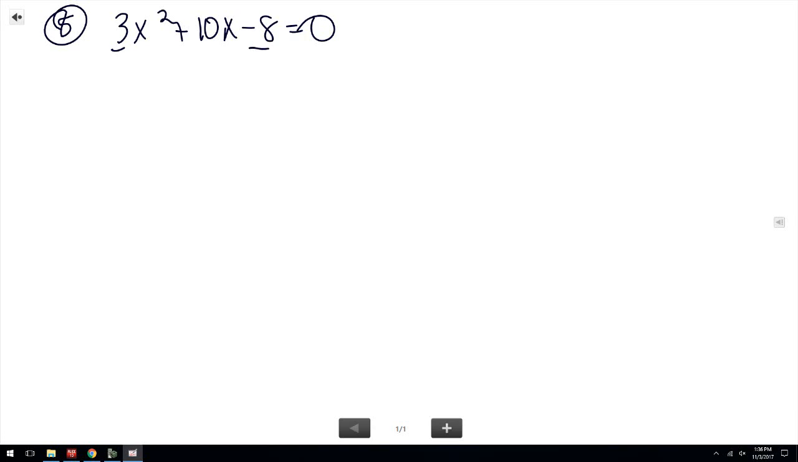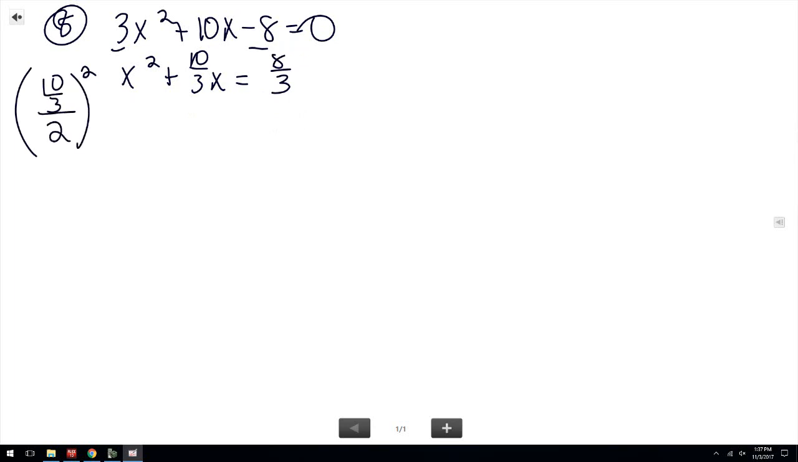Adding 8. Okay, so if you divide by 3, you get 10 over 3x. Add the 8 over. Divide by 3, and you get 8 over 3. Alright, you take the second term, divide by 2, and square it.